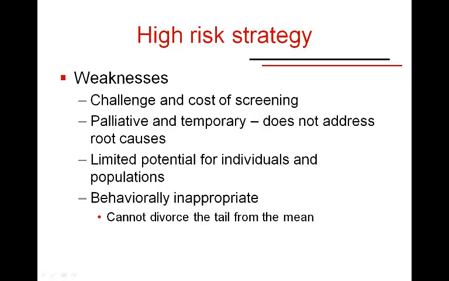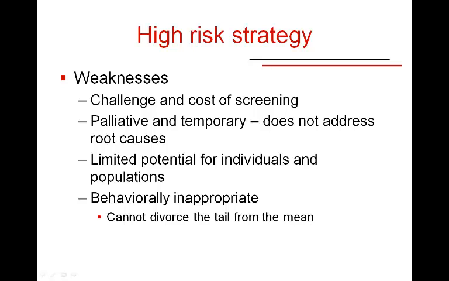It doesn't address the root causes, those things that are driving the overall population distribution of the risk factor or the outcome. And in a sense, you're identifying those who are at greater susceptibility to a particular exposure, and intervening to diminish their susceptibility or to protect them from a bad outcome, rather than really focusing on the exposure itself that's putting that population at greater relative risk.